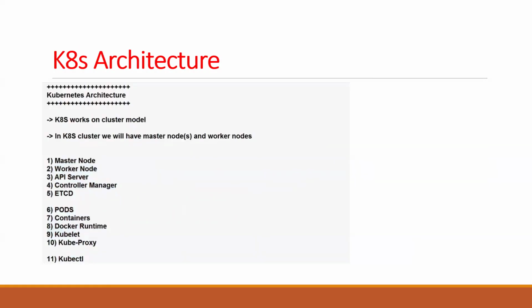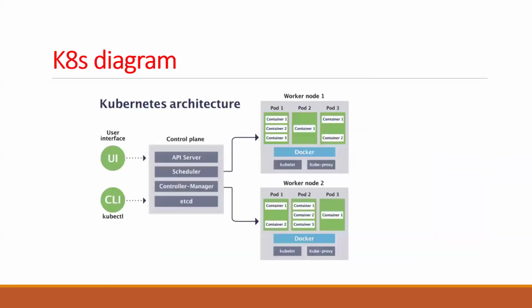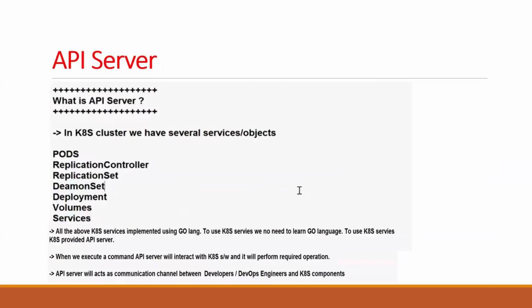First we need to know the API server. So what is the API server? In a Kubernetes cluster, we have several services and objects: pods, replication controller, replica set, daemon set, deployment, volumes, services. All of these Kubernetes services are implemented using the Go language. Kubernetes is implemented in which language, guys? Go language. To use Kubernetes services, we need not learn Go. To use Kubernetes services, Kubernetes provides the API server.